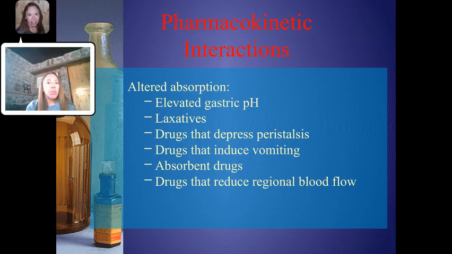And then there are some drugs that are going to decrease regional blood flow. Remember, we talked about how the blood flow needs to be adequate at the tissue in order for the drug to exit out of the GI tract and get to systemic circulation and then exit out at whatever body tissue is being affected. If we have decreased blood flow, it's going to alter the amount of the drug that is useful in the body.